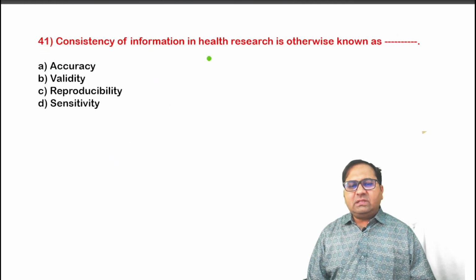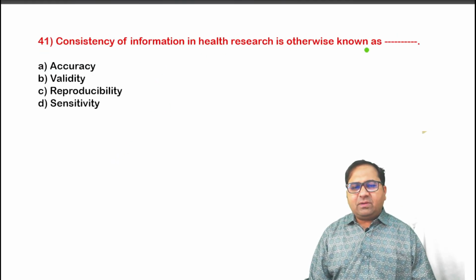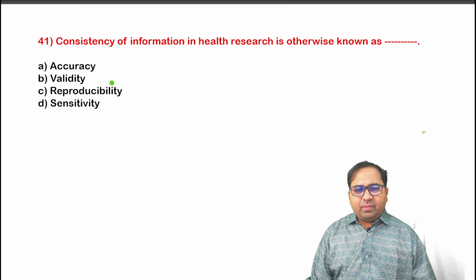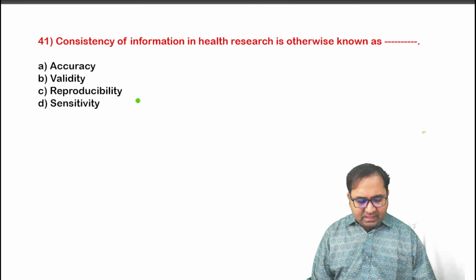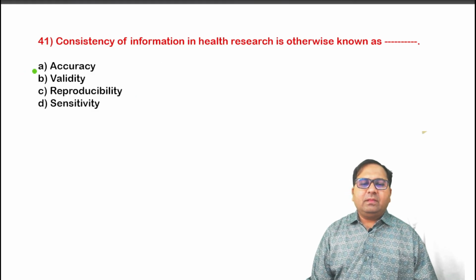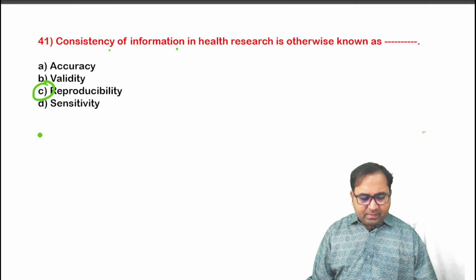Next question, consistency of information in health research is otherwise known as what? The options they gave are A, accuracy, B, validity, C, reproducibility, or D, sensitivity. The answer for this is C, reproducibility. Consistency of information in health research is otherwise known as reproducibility.